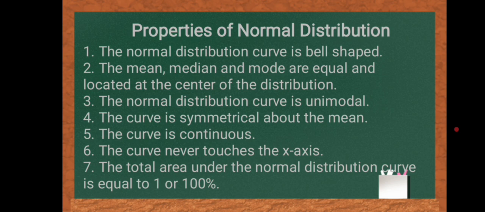Fifth, the curve is continuous. This means the curve goes on smoothly without breaks or gaps. Sixth, the curve never touches the x-axis, which is what we call asymptotic. Seventh, the total area under the normal distribution curve is equal to 1 or 100%. This means that the entire curve represents 100% of the data. Since the curve is symmetrical, there is 50% of the data on the left side of the mean and 50% on the right side.